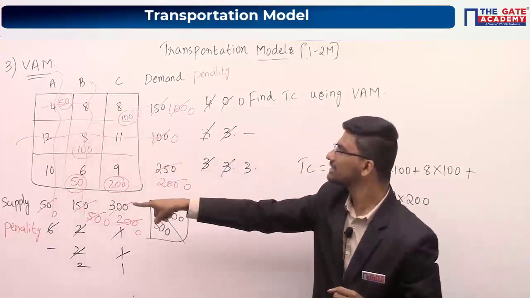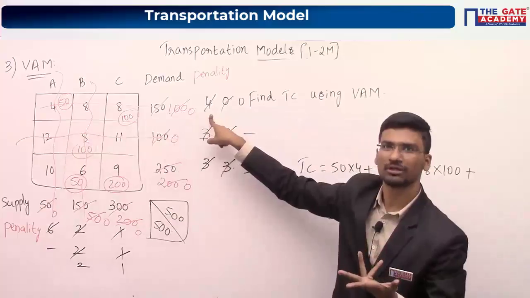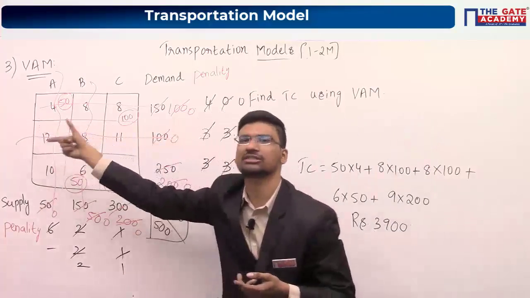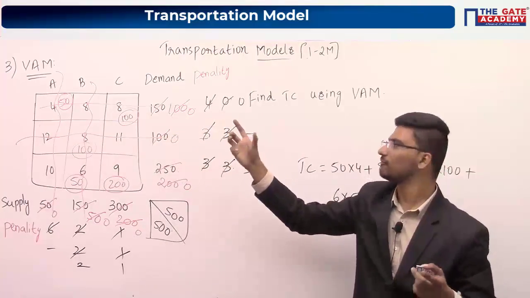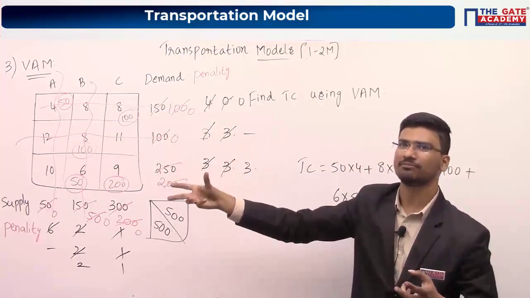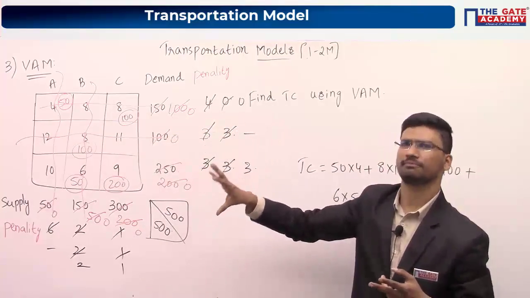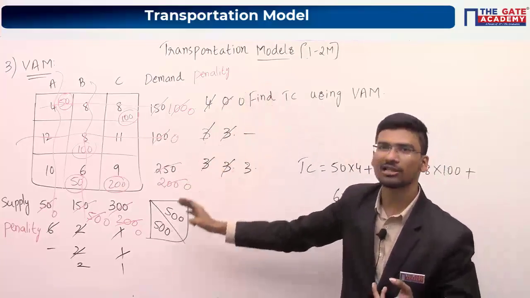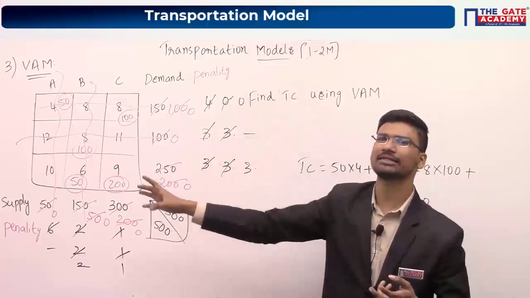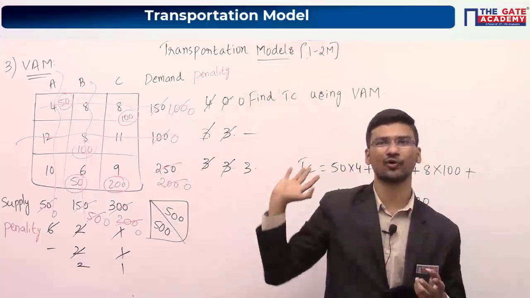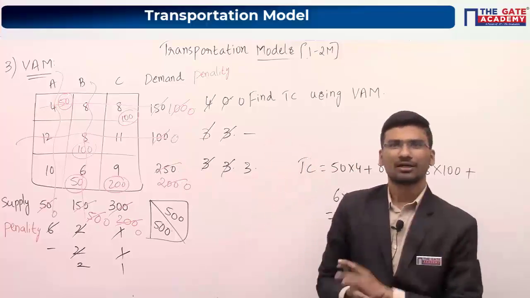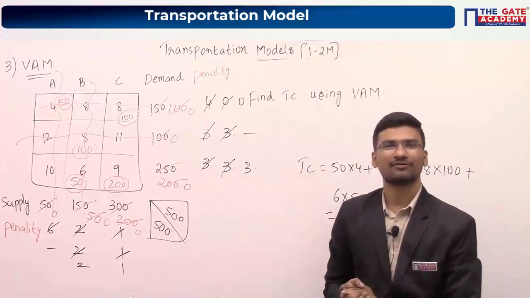Now let us say if this 6 is present here in a row, then you have to go to this particular row and allocate in the minimum cost cell. So if the maximum penalty is present in a column, you go to the column, and if it is present in a row, you go to the row. So you have to compare all the penalties. Among all the penalties, what is the maximum penalty? There you have to go and allocate. It may be a row or it may be a column. I hope this point is clear, everyone.